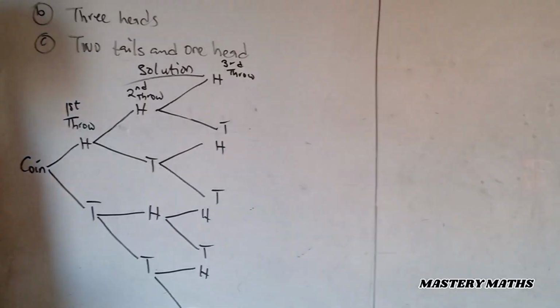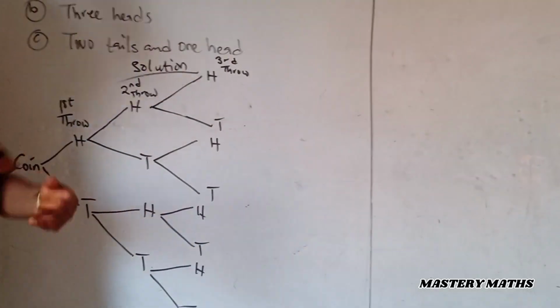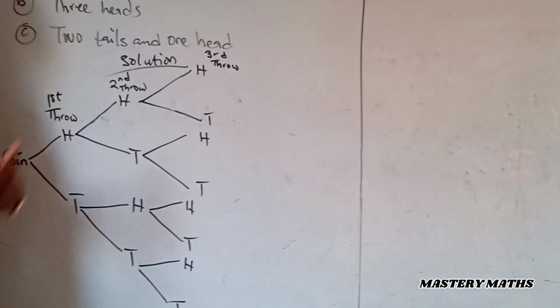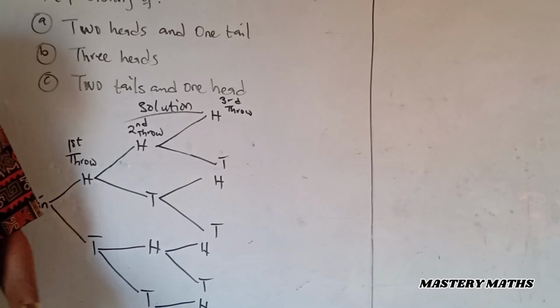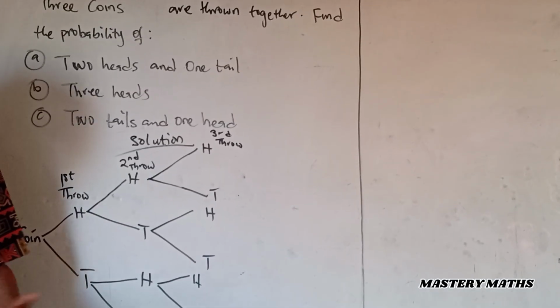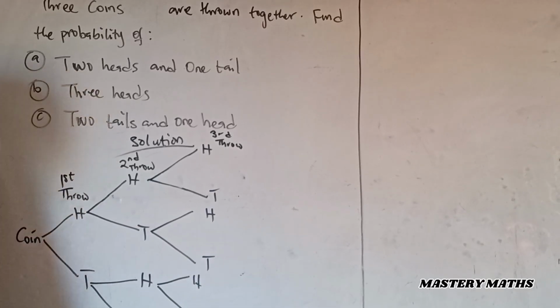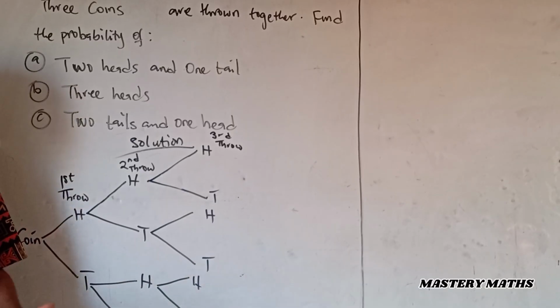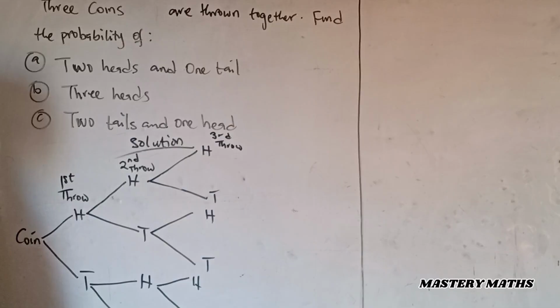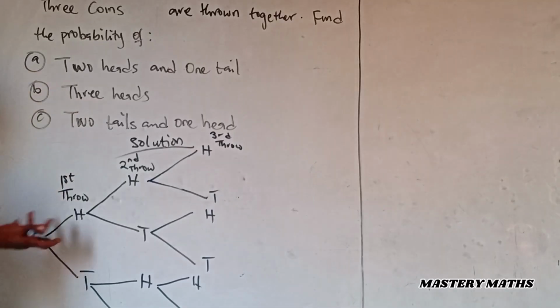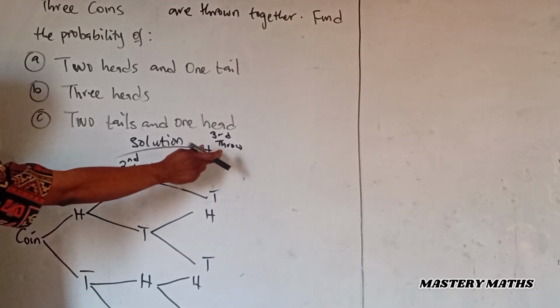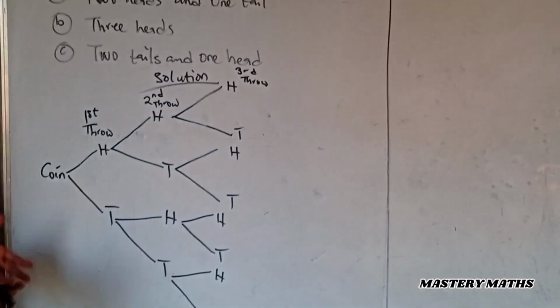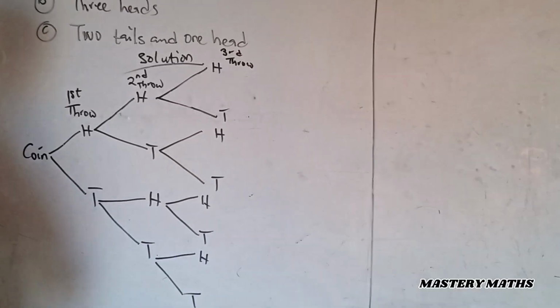Because when you hold 3 coins and throw them up together, it might give you head or tail. They are likely to land at the same time, and when they land, they land using the head or the tail. One might land using the head, the other one the tail, the next one the head. So this is the first row, second row, and the third row of 3 coins thrown together.